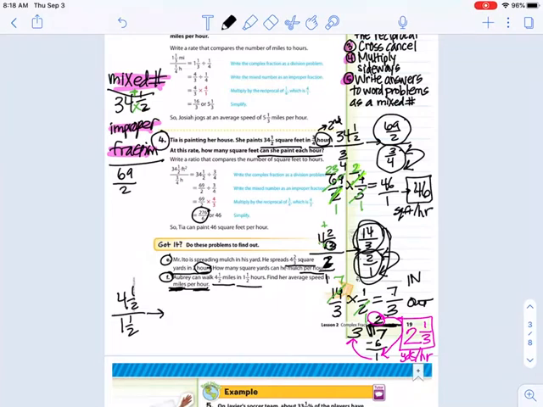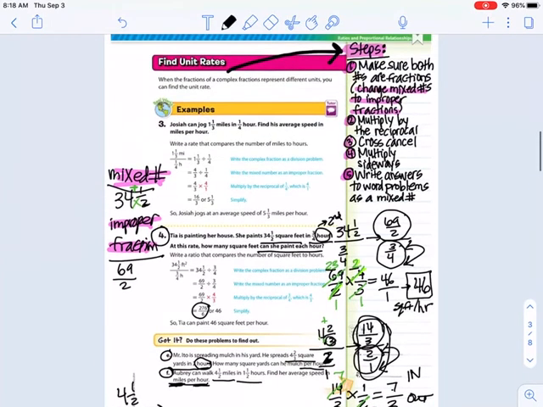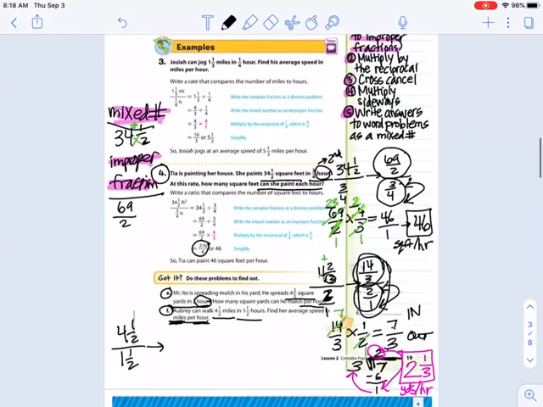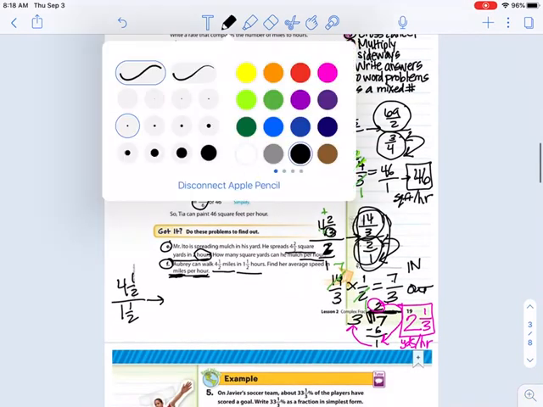So what I notice here is that both of my numbers are mixed numbers, so I don't want mixed numbers, I need to change them to improper fractions.